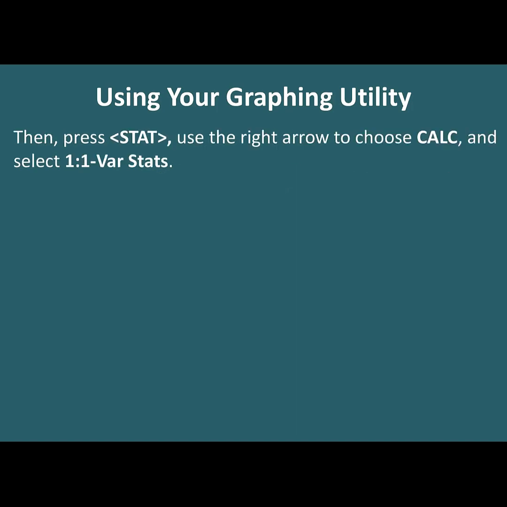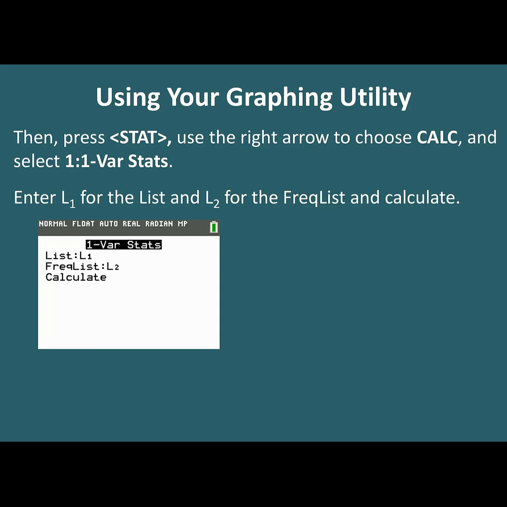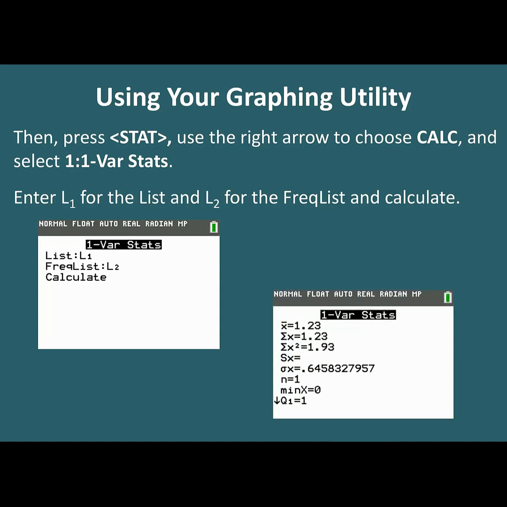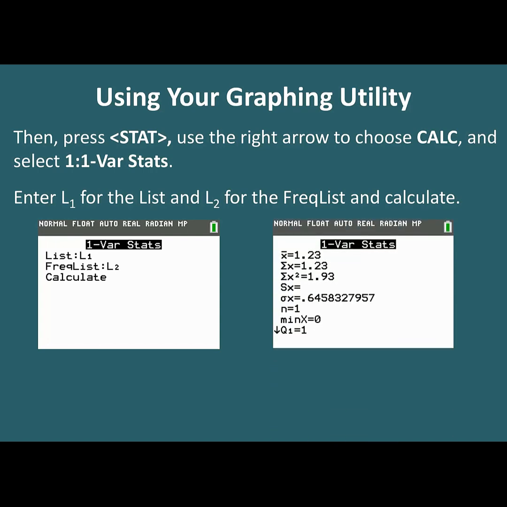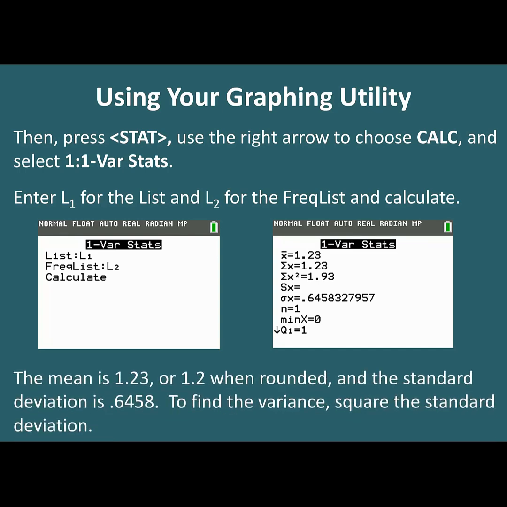Then press Stat, use the right arrow to choose Calc, and then select one-variable statistics. Enter list 1 for the list and list 2 for the frequency list. Then calculate. You will notice here that the mean is 1.23 and the standard deviation is 0.6458. If you wanted to find the variance, simply take the 0.6458 and square it.